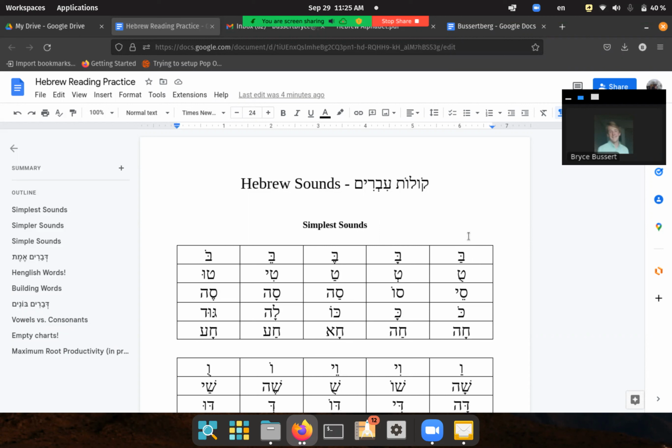And this first sound is ba. Ba. That is bet and patah. The next one is also ba. Bet and kametz. Then we have be. Be. After that, we have bay, bay. And then finally, for this row, we have bow, bow. Okay.